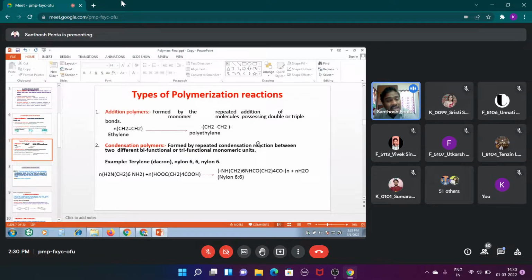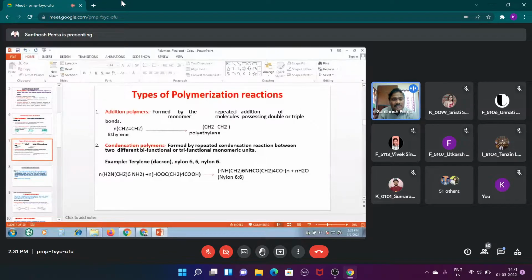But in condensation polymerization, different types of monomeric units are involved. Here, hexamethylene diamine, NH2 (CH2)6 NH2, is one. Then tetramethylene dicarboxylic acid, which is normally called adipic acid, is the other.